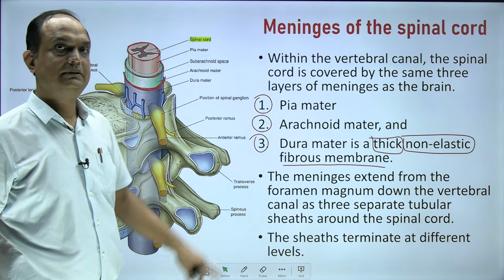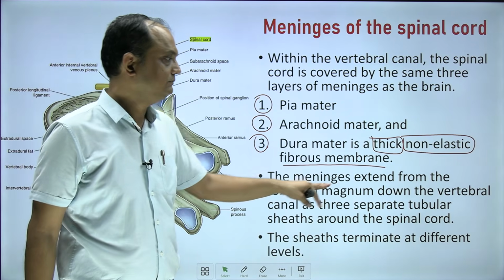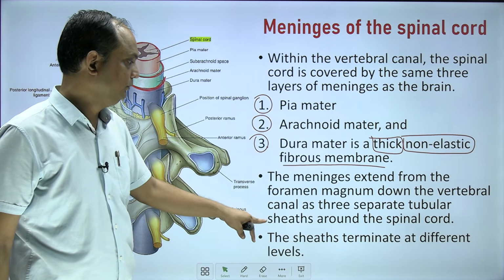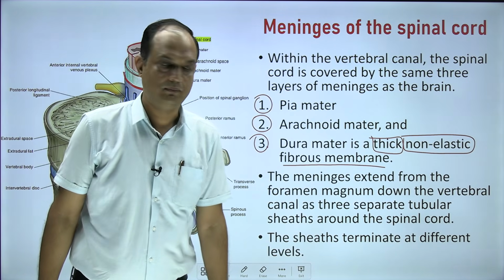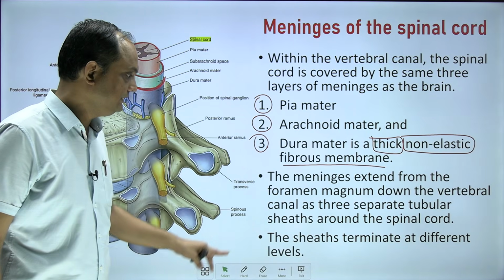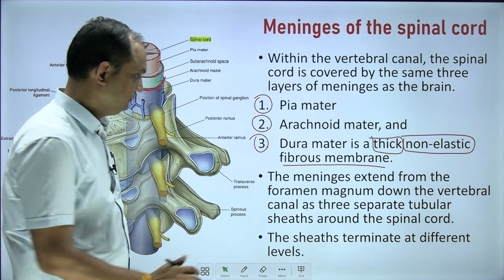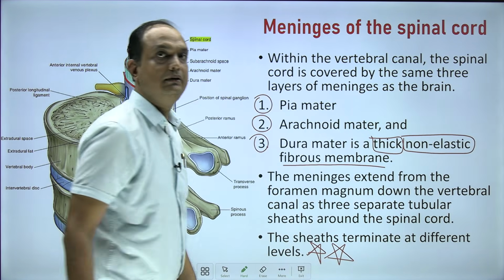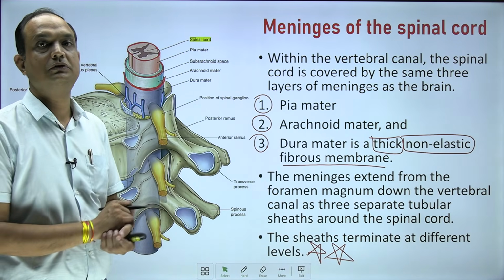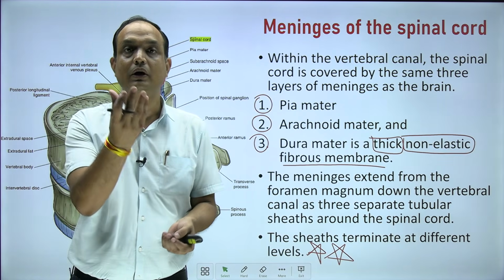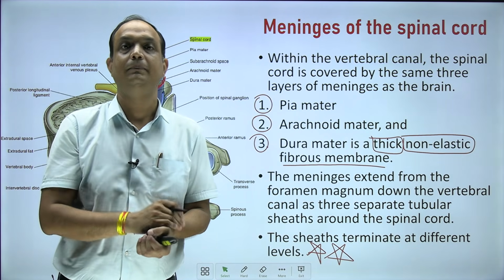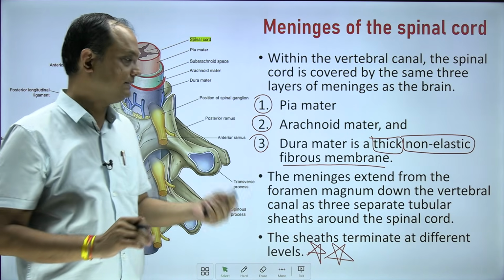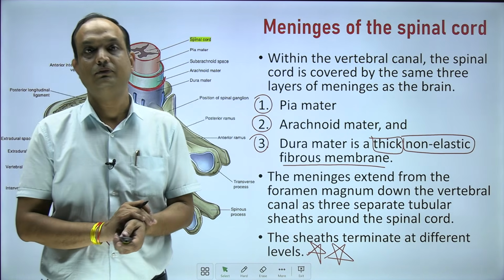The meninges extend from the foramen magnum down the vertebral canal, and all 3 form a tubular sheath around the spinal cord. Now the sheath terminates at different levels. This is what you have to always keep in mind. If you have a question in the exam on the lower termination of dura, arachnoid and pia mater, there are 3 different levels which we will discuss in the coming part of this lecture.